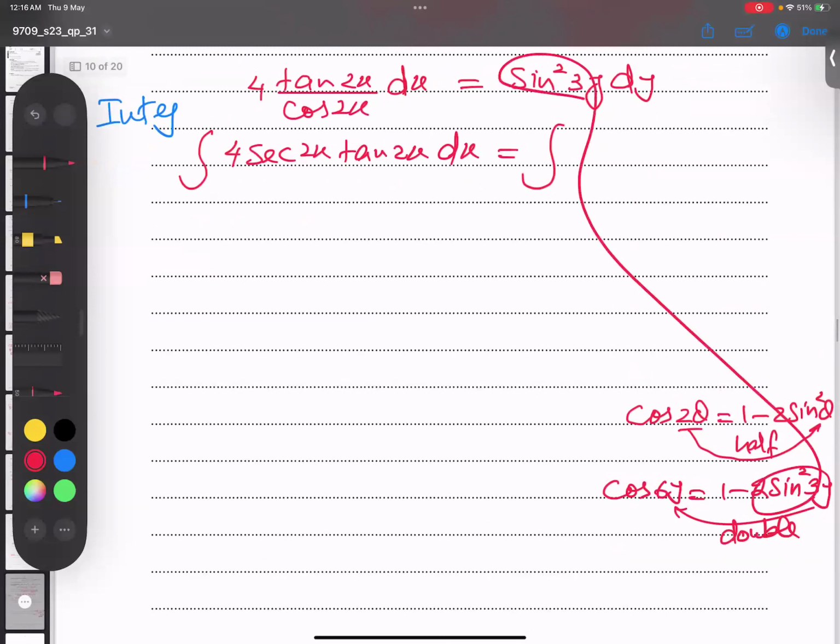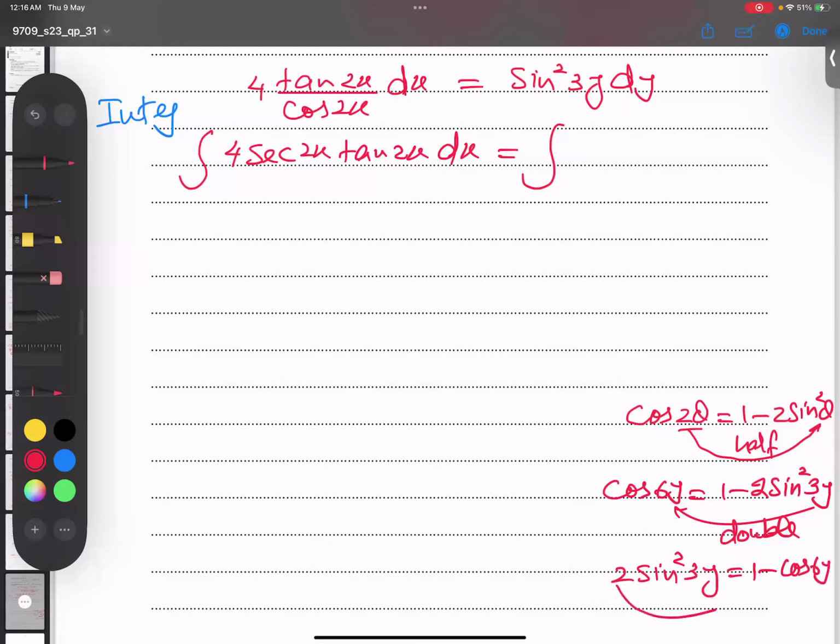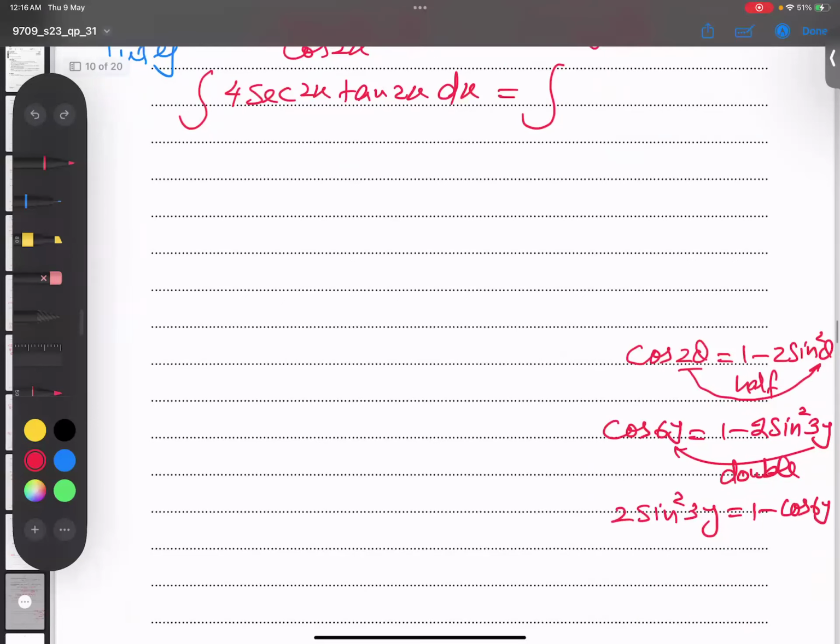I need to make sine square the subject. So I bring sine square to the left side and cos to the right hand side. So it turns out to be 2 sine squared 3y equals 1 minus cos 6y, and this 2 will divide. This working is very important; you can do it in rough work or neat work, but it is important to do it. Okay, students, what I will do after that, I think up till here, clear?